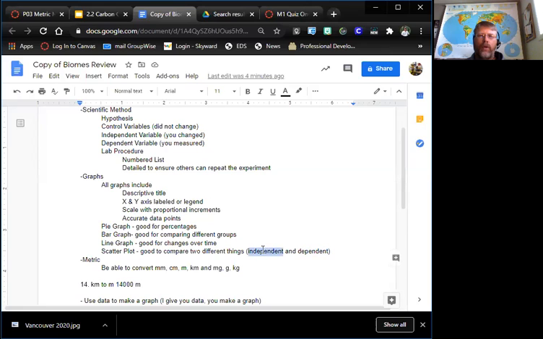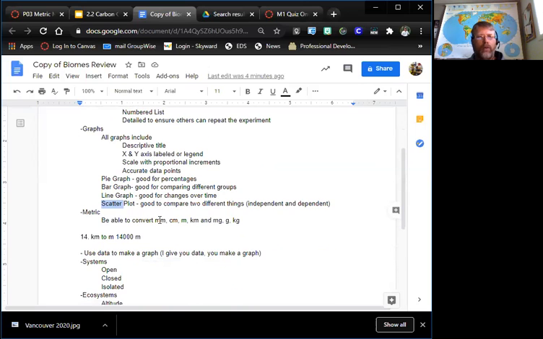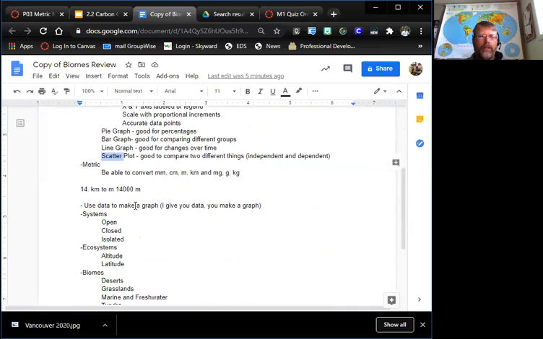The amount of water is going to be our independent variable, and so you're going to make a scatter plot. So you need to be able to identify those different graphs as well, okay? All right, so we just talked about the metric system. Like I said, I'm going to give you data and ask you to make a graph, and you're going to take a picture of it and then post it into the Canvas quiz.